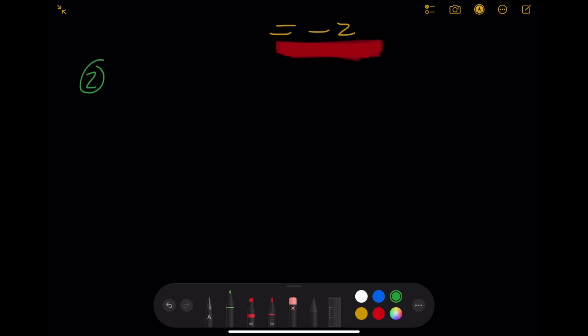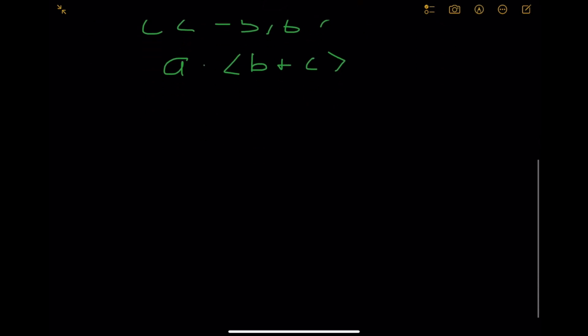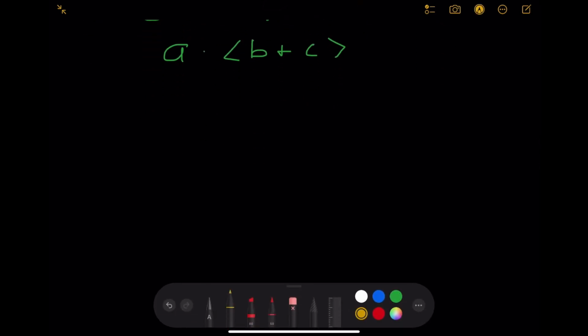Question 2 is if you were given vector A as -5 and +5, vector B as -3 and +3, and vector C as -5 and +6. And I told you to go ahead and calculate A dotted with B plus C. Again, you could pause here and do it yourself. The way I would do this is first of all to take note of these two things here, right? So you should be dealing with what's in here first before you even worry about the dot product, right?